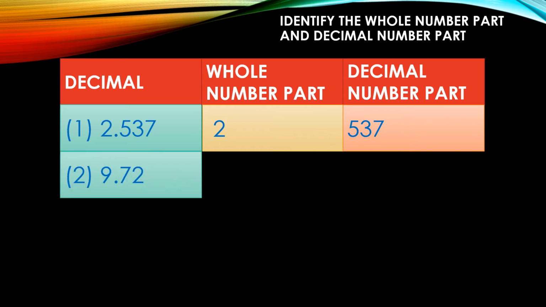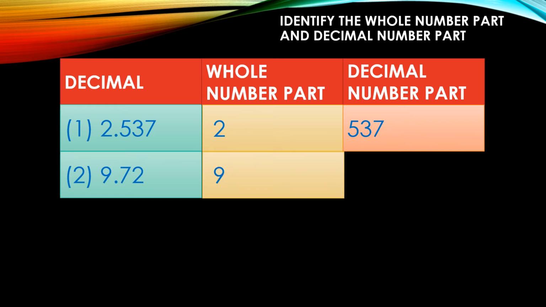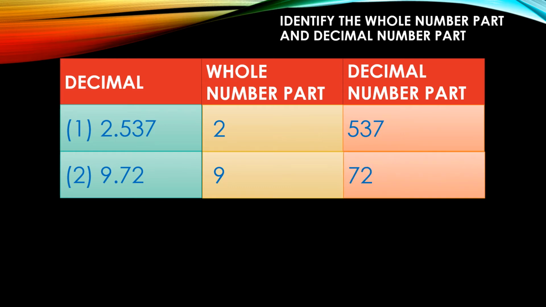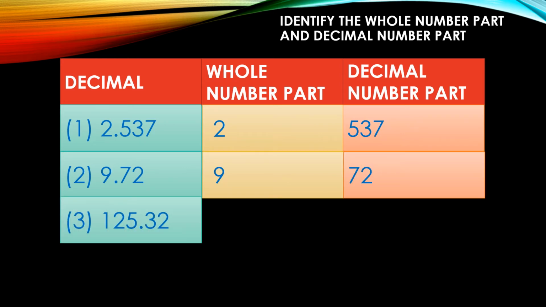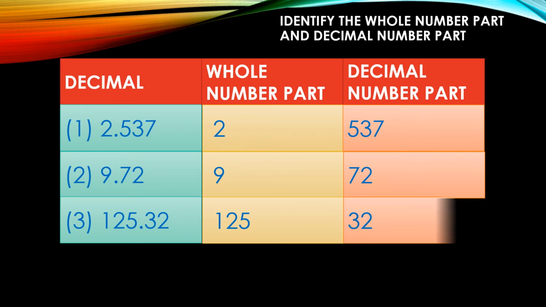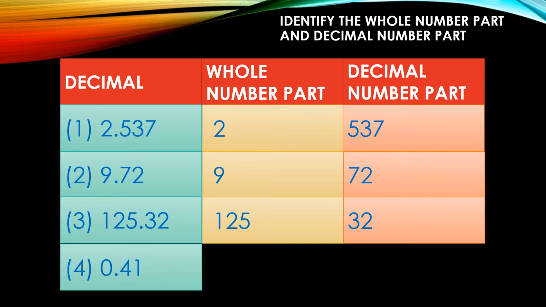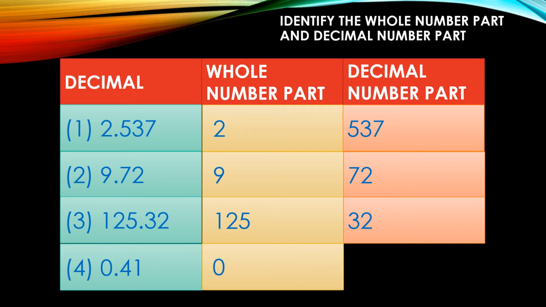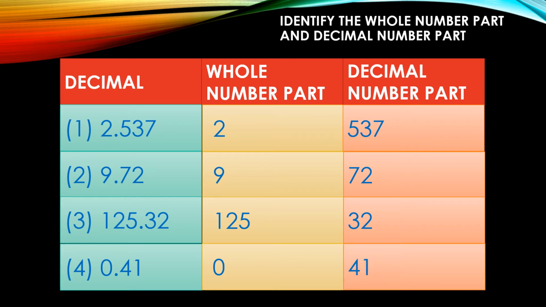Question number 2, 9.72. Can you tell me what we have to write in the whole number part? Yes, 9. And in the decimal number part? Yes, the answer is 72. Question number 3, 125.32. The whole number part is 125. And what do we have to write in the decimal number part? Yes, the answer is 32. Question number 4, 0.41. Can you tell me what we have to write in the whole number part? Yes, the answer is 0. And in the decimal number part? Yes, the answer is 41.